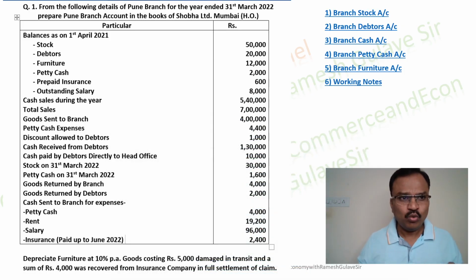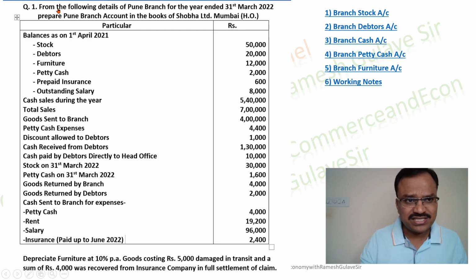Welcome friends. Now we are going to solve this practical problem on branch accounting as per Debtors method. Here the question says from the following details of Pune branch for the year ended 31st March 2022, prepare Pune branch account in the books of Shobha Limited, Mumbai.